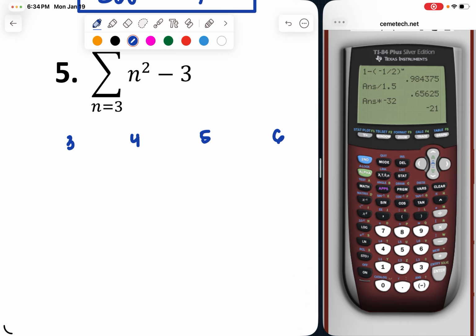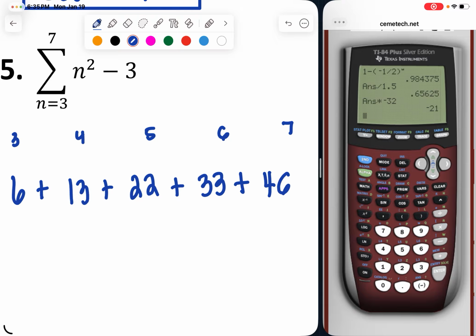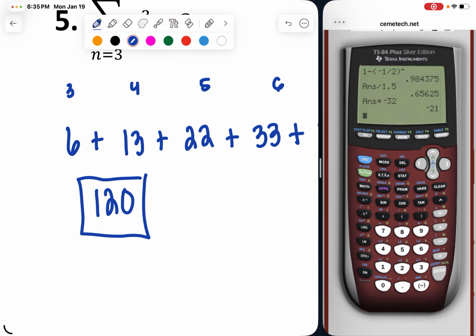So we're going to plug in 3 first. I wrote these down as 3, 4, 5, 6, 7, so I don't forget what to plug in. Plugging in 3, I have 9 minus 3, which is 6. Plus plugging in 4, I have 16 minus 3, which is 13. Plus plugging in 5, 25 minus 3 is 22. 36 minus 3 is 33. Plus 49 minus 3 is 46. Add those up. So 79 plus 22 is 99, plus 2 is 101, 114, 120. Okay, double checking my calculator, but I feel good about it.